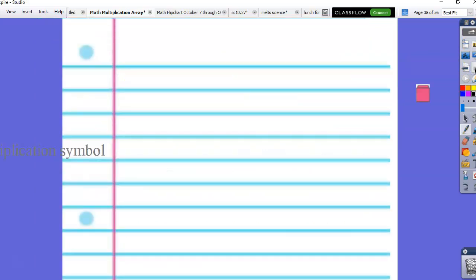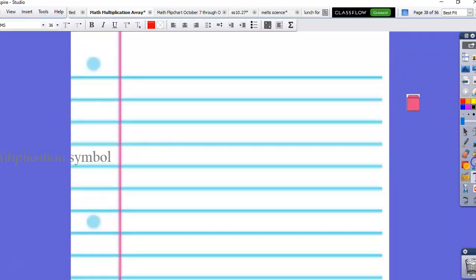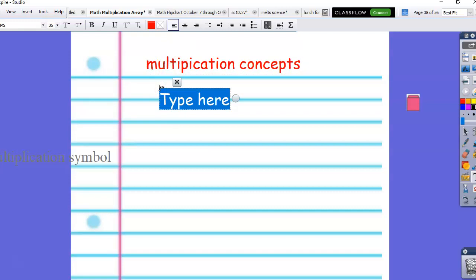So the next thing we had the students do is we wrote down in our journal multiplication concepts. So I'm going to type it up there for us. We did multiplication concepts. And then we just started with doing a very basic one, and this is the equation we wrote down. We wrote down the equation 3 times 4 equals 12.